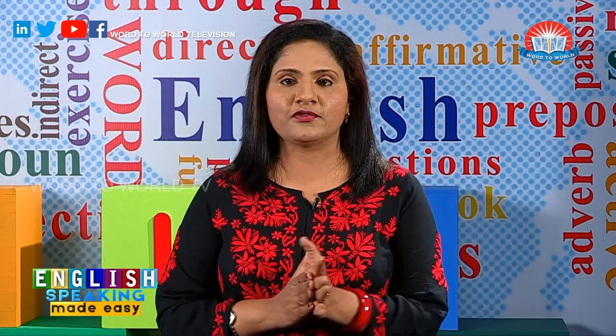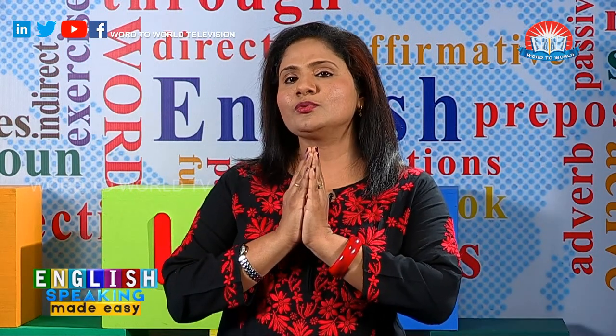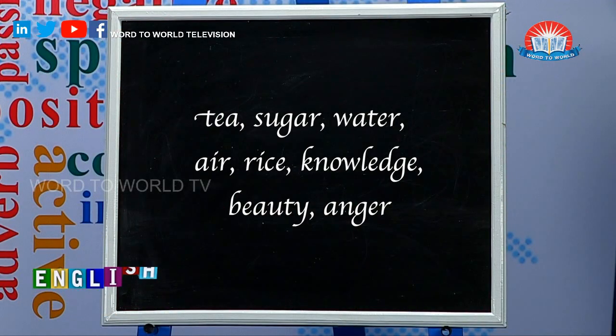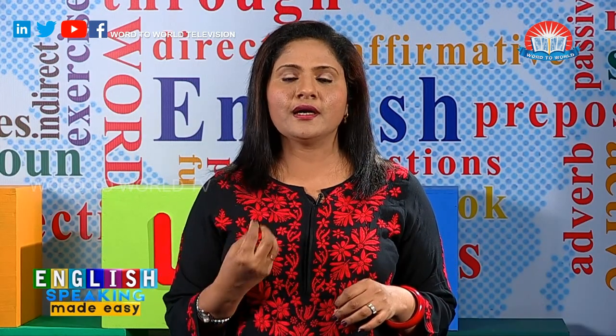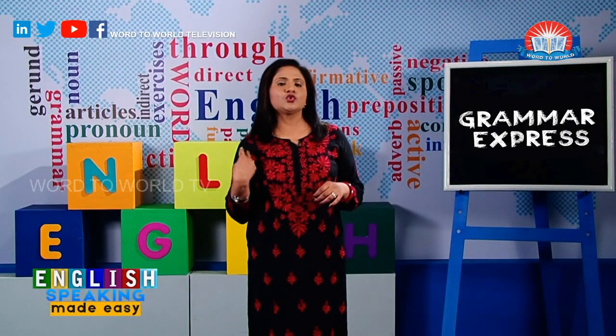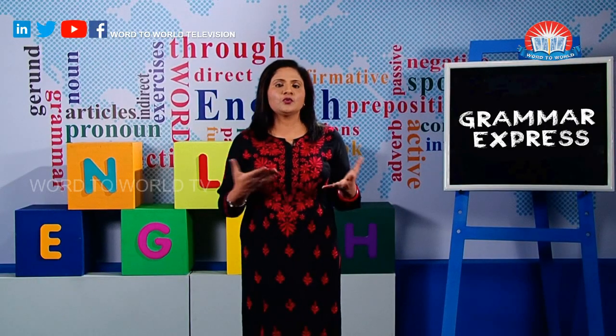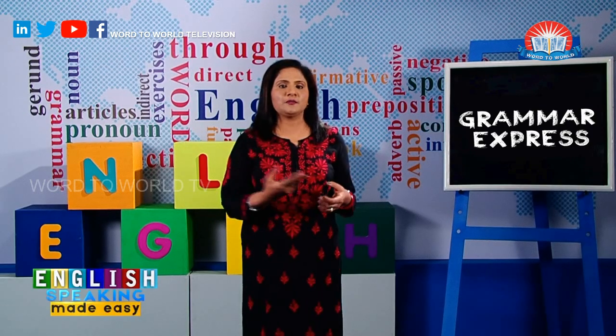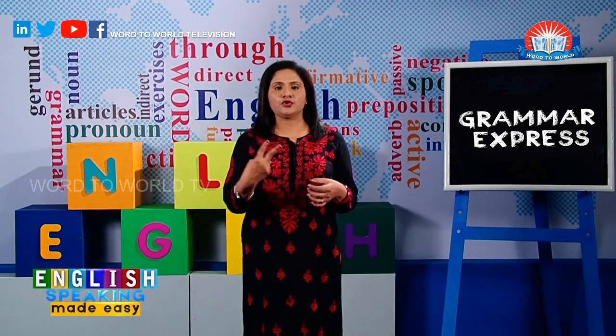Uncountable nouns do not take a plural form. Now, I can make this clear through a few examples that I would like to give you. Look at these words: tea, sugar, water, air, rice, knowledge, beauty, anger. All these words do not take a number. You can't say, give me 2 waters please. It would not work. You can't say, give me a water please, give me a sugar please.